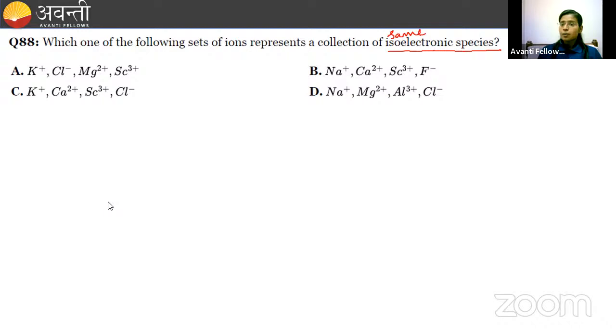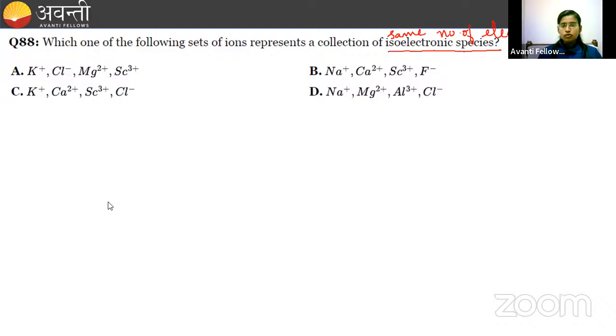Electronic means number of electrons. The species which have the same number of electrons are said to be isoelectronic in nature. Okay. Now, I have 4 sets. In these 4 sets, I have four species.